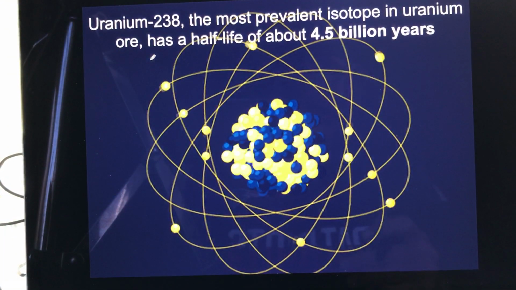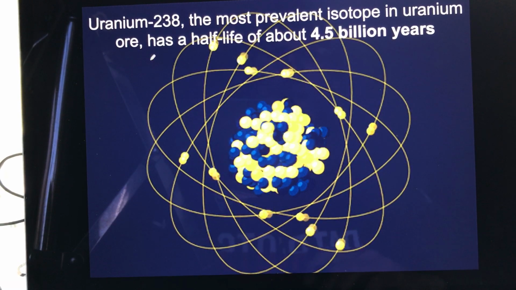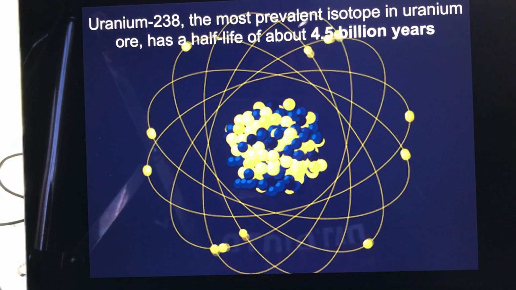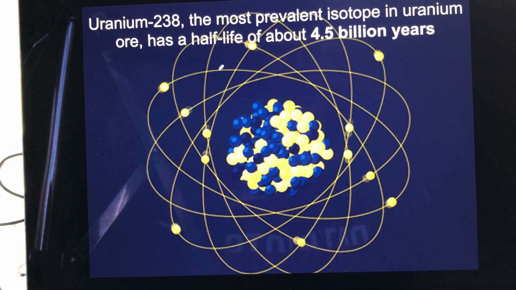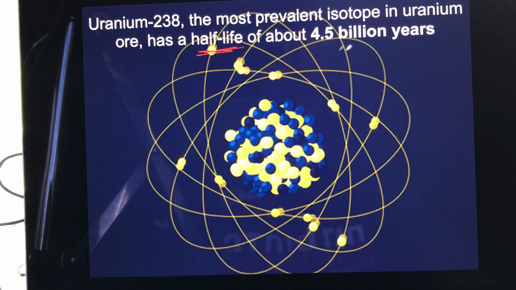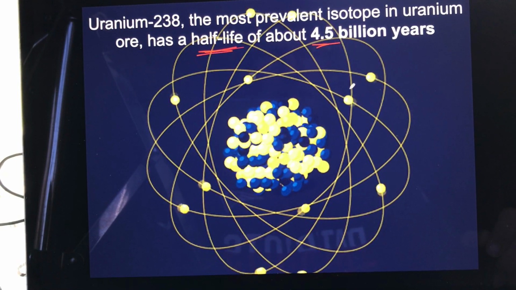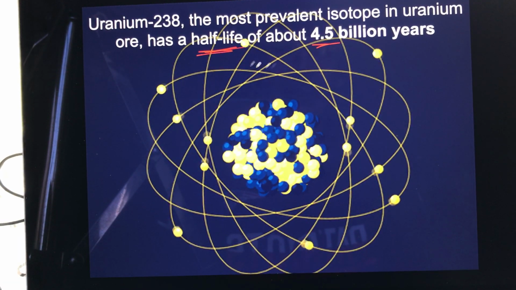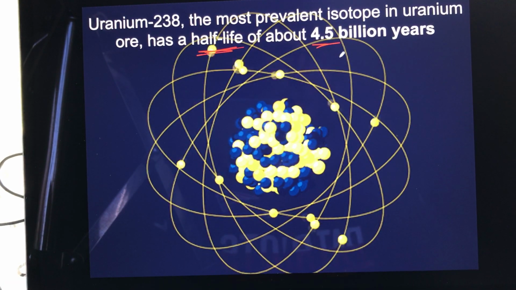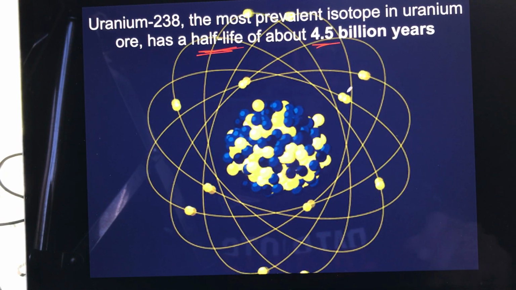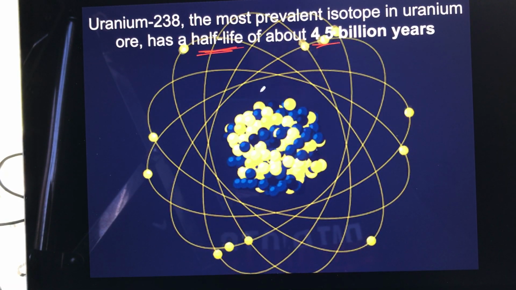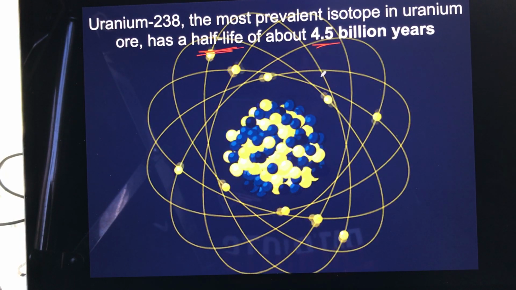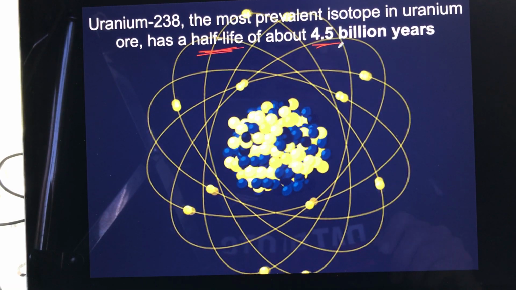So for example, radioactive decay. Uranium-238, which is illustrated by this atom here, is the most prevalent isotope in uranium ore. It has a half-life of about 4.5 billion years, and that makes it challenging, in that once you have some of this uranium-238, it's difficult to store safely and difficult to figure out what to do with because the half-life is so long. It doesn't decay into nothing. It's decaying over a very, very long period of time, so it's tricky to store. Anyway.